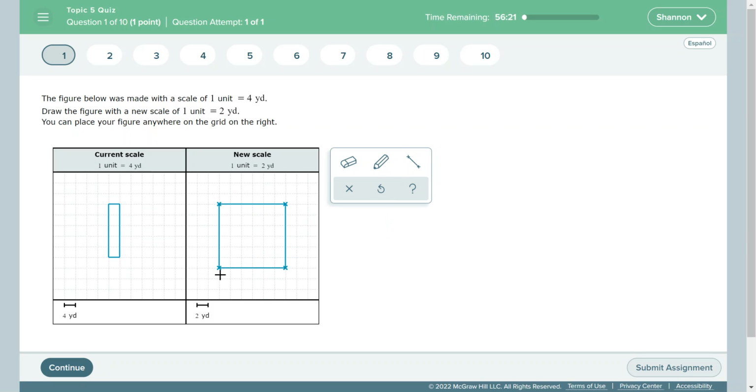Again, you need to figure out how many squares wide and how many squares tall it is. On the first picture, 1 square is 4 yards. On the second picture, 1 square is 2 yards.